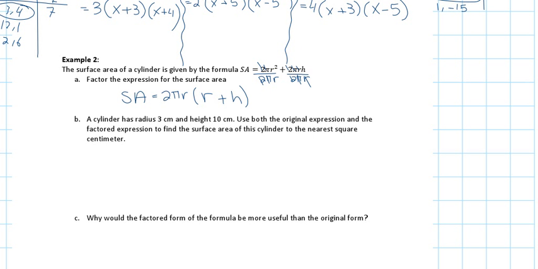So if I plug in 3 for r, 10 for h, I will have 2 pi times 3 squared plus 2 pi times 3 times 10. Do you know where I'm getting the 3 and the 10 from? Yeah, because r is 3, h is 10. So I'm replacing r with a 3 and h with a 10. Then that's 2 pi times 9 plus 2 pi times 30.